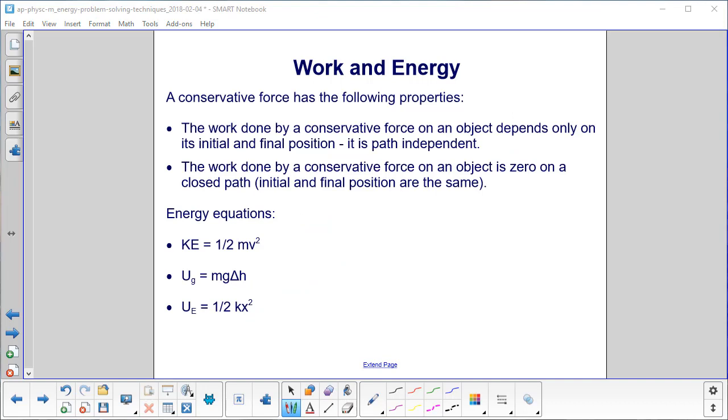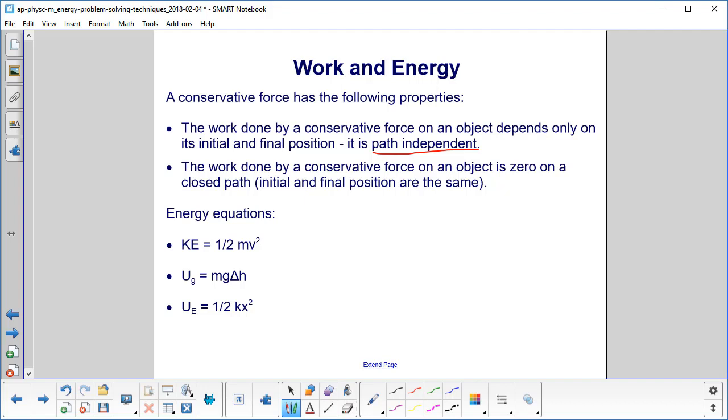A conservative force, as shown on the previous slide, has the following properties. The work done by a conservative force on an object depends only on its initial and final position. It is path independent. The work done by a conservative force on an object is zero when you have a closed path. That's when your initial and final positions are the same.